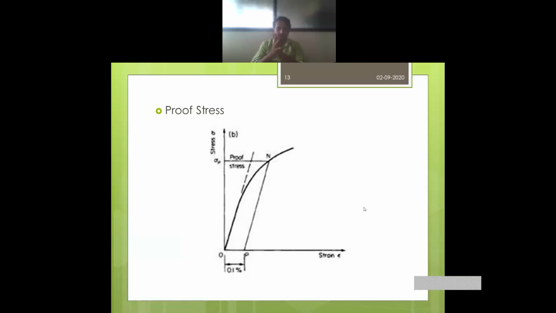You can see that we shall see proof stress. What is this proof stress? That we have to see. See, in the beginning itself, I had explained what normal stress is. Normal stress means the stress or the internal forces is in the direction of the force.